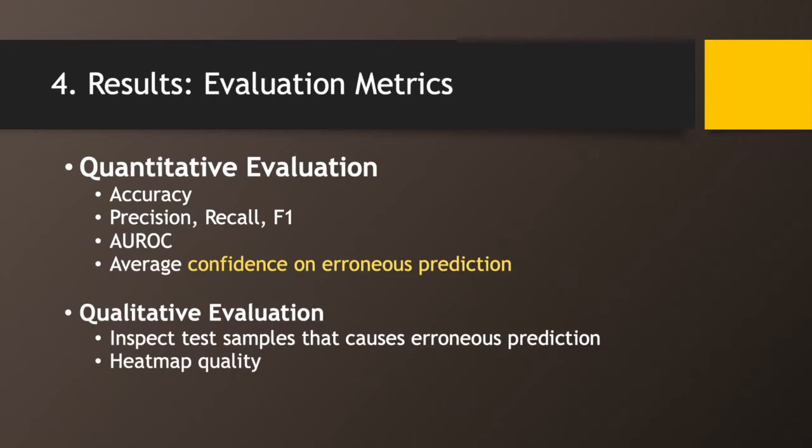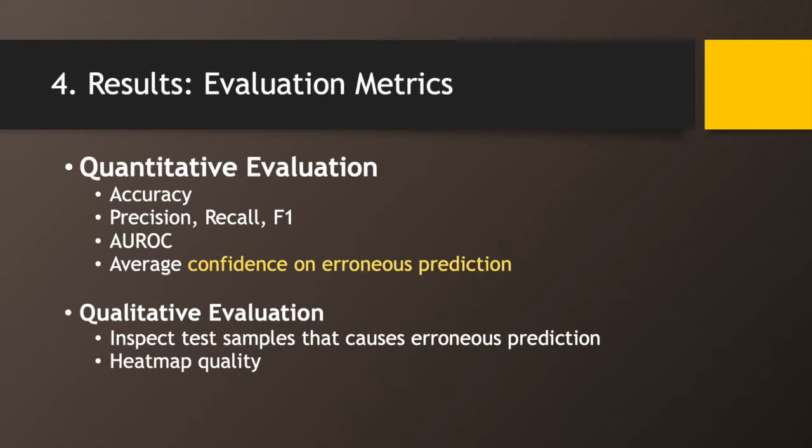And lastly, one more thing we look at is the average confidence level of the model on erroneous predictions. This means we take out the erroneous prediction samples and average the confidence levels on which our model makes the prediction. So we want to know how confident our model is when it did something wrong. Essentially, if a model has a very high confidence level when making a mistake, that indicates a somewhat bad model.